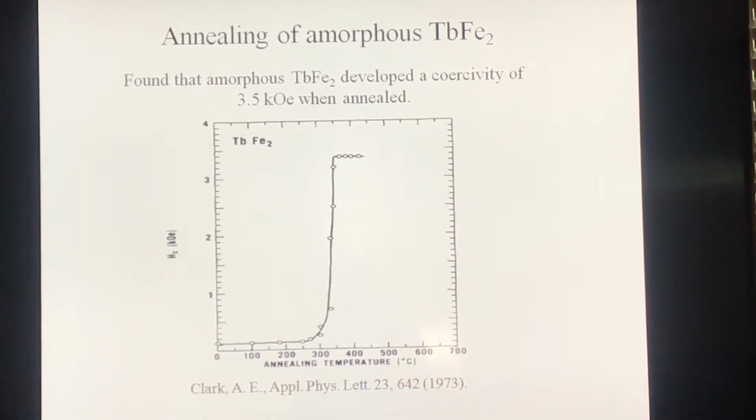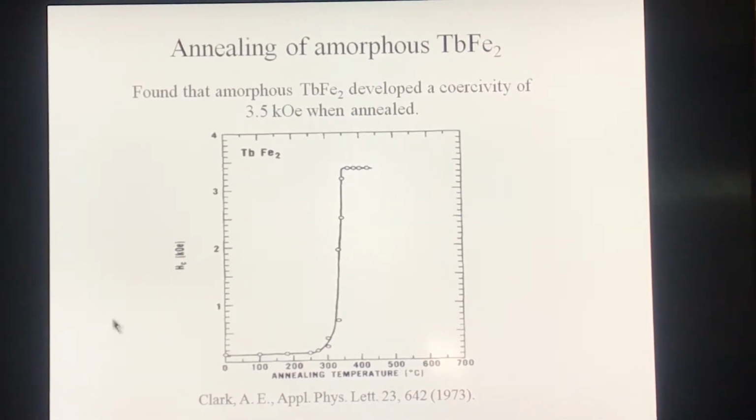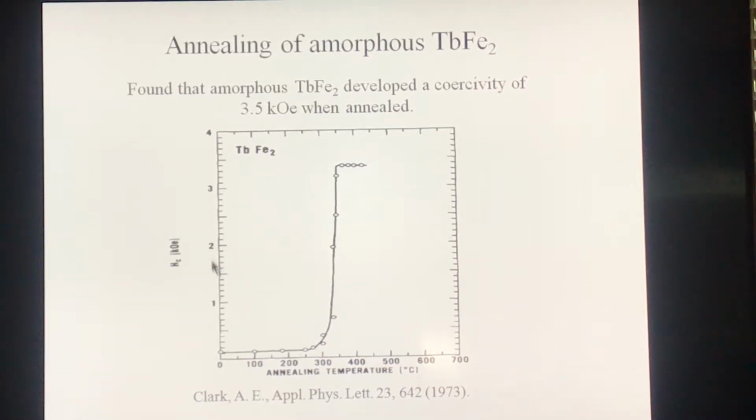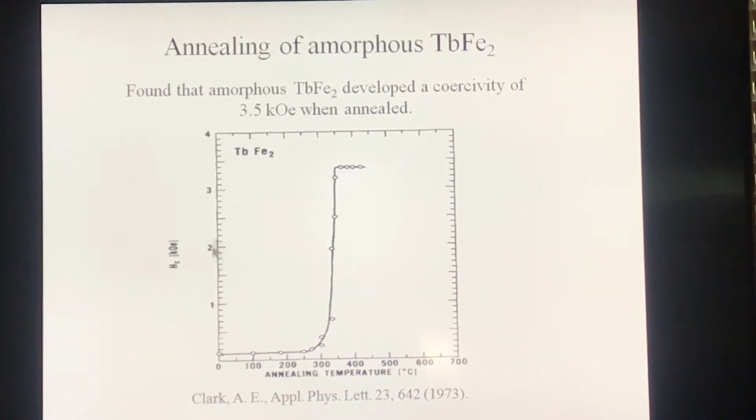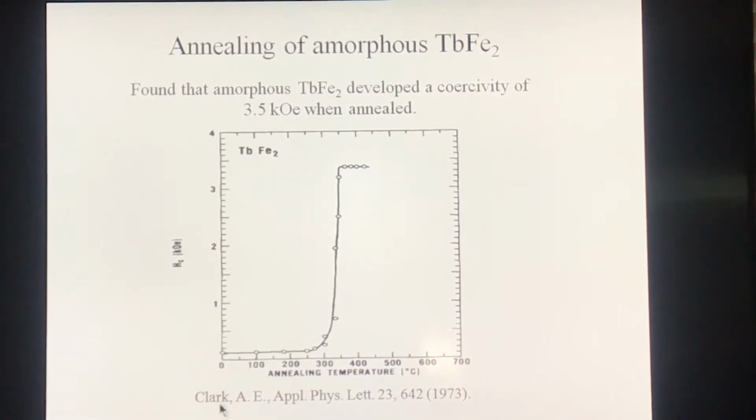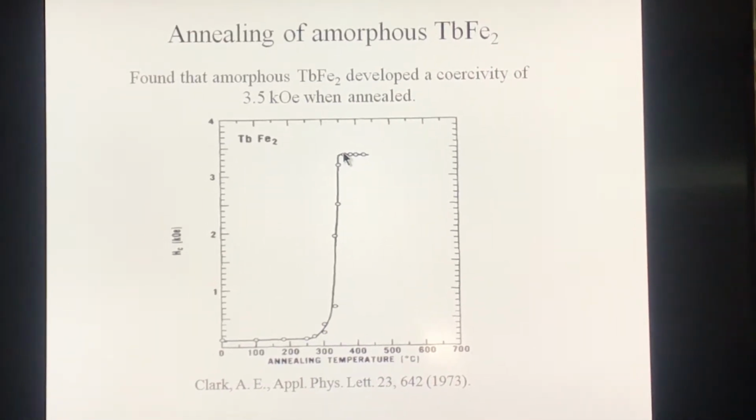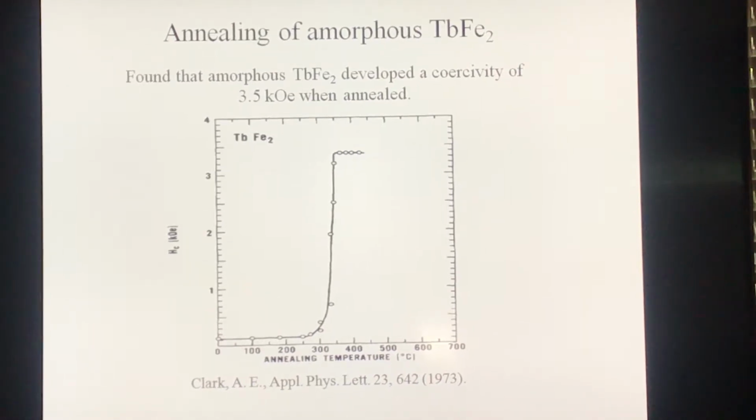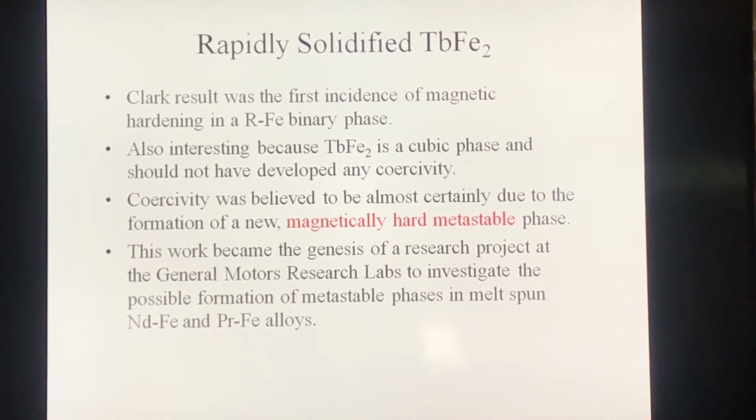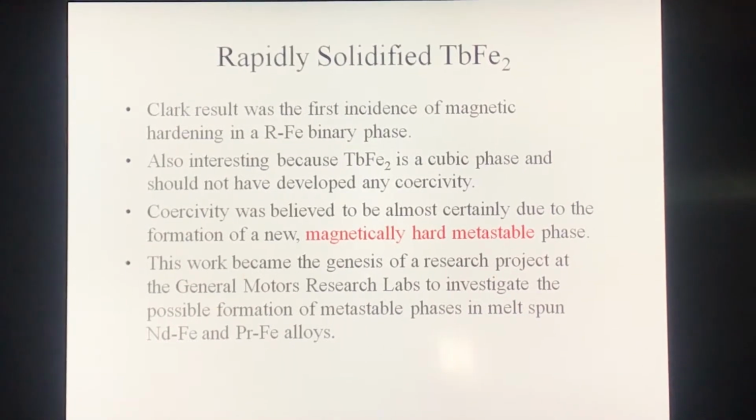However, one day, a colleague and I found this publication in the paper, by Arthur Clark. He was at the Naval Ordnance Laboratory. It shows the annealing. What he did was he prepared amorphous or rapidly solidified terbium iron 2. He annealed it, and suddenly at a certain temperature, coercivity jumped up to about 3.5 kilo-oersted. This was very exciting research to us, because this was the first incidence of magnetic hardening of a rare earth iron binary phase.